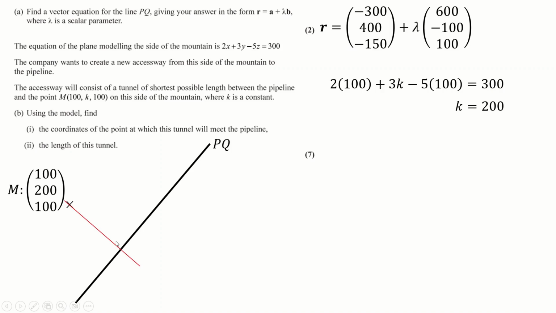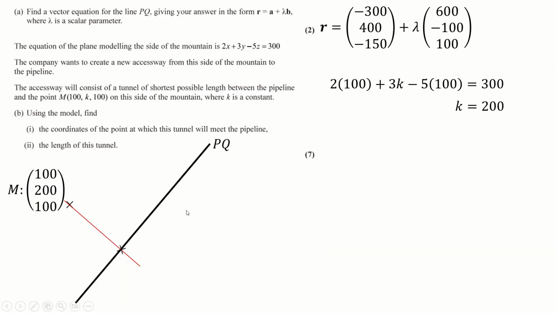Now that of course is going to make a right angle, because that's how shortest distances work, and we just need to find firstly this coordinate here where it meets the pipeline and this distance. Now finding this distance will be trivial if we just know the points, because we can just do Pythagoras. So let's focus on how to find this point here.